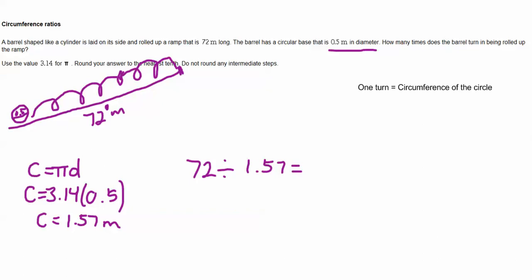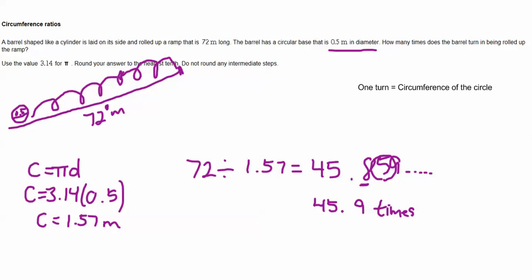So 72 divided by 1.57, and that gives us 45.859, and it keeps going on there in your calculator. Again, they want us to round to the nearest tenths place. So 45 point, is that 8 going to stay an 8 or become a 9? Looking at the value after it is a 5, which is more than half, so this 8 bumps up to a 9. 45.9 times the barrel has to turn before it reaches the top of the ramp.